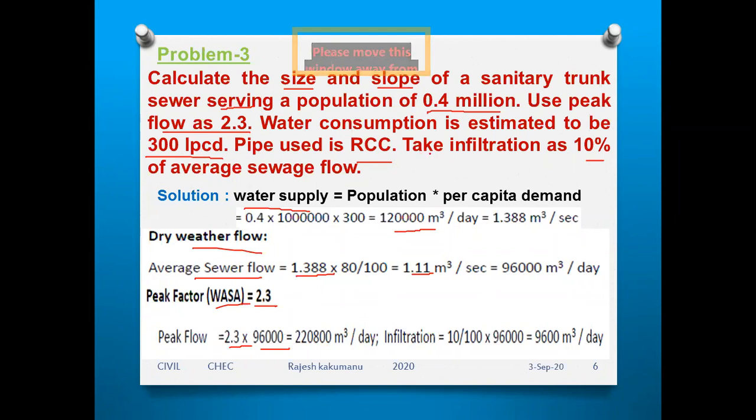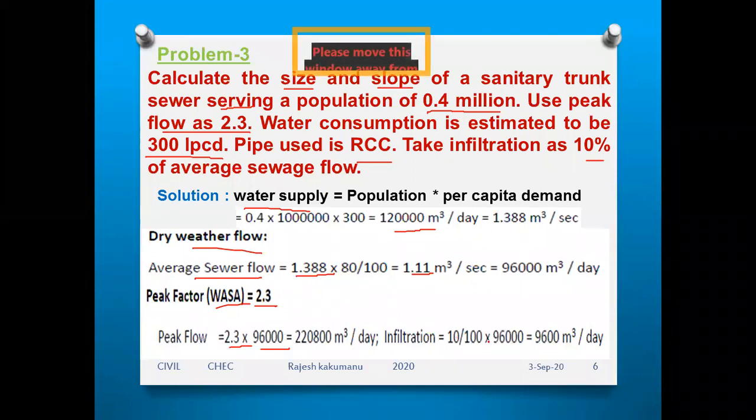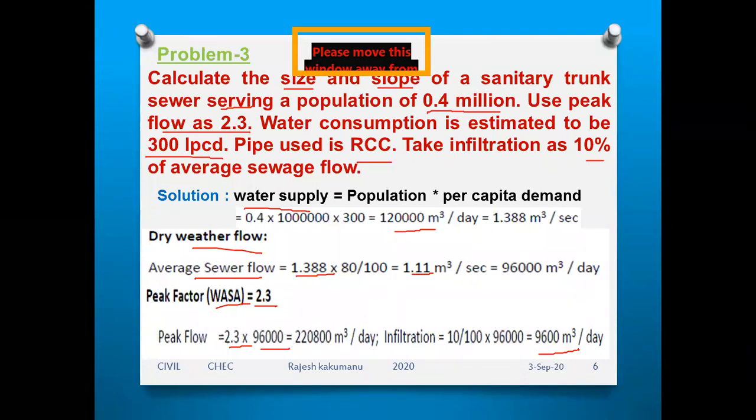And what is the infiltration given? 10% of average sewage flow. 10% means 10 by 100 into average sewage flow. What is the average sewage flow? 96,000. So 10 by 100 into 96,000 is 9,600 meter cube per day. So that is the infiltration when 10% is chosen.